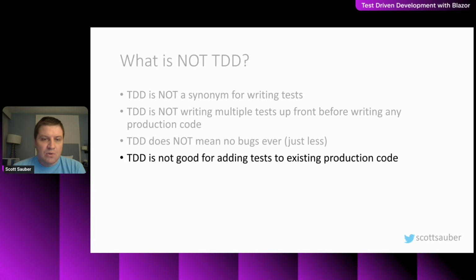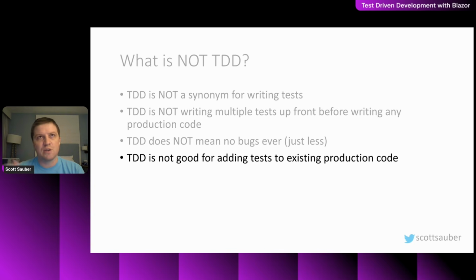TDD is also not really used for adding tests to existing production code, because if you think about it, if the production code already exists, like you've got some legacy code or some untested code out there, it just means that you can't really TDD it, because you can't go red, green, because the code already exists, right? So usually when you're backporting tests to existing code or legacy code, you can't really TDD it. You're more just adding tests after the fact.